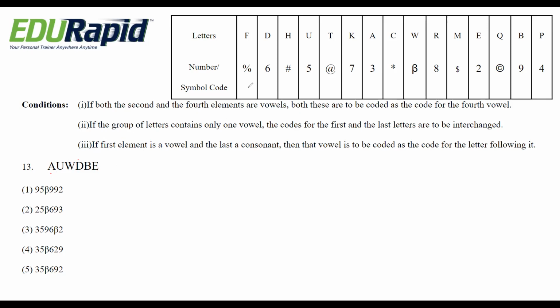Then you have to answer from the table, for whatever letters it is coded. For A, from the table, it is coded as 3. So options 3, 4 and 5 are possible. Let me check with the last one, E. For E, it is coded as 2. Options 3 and 5 are a possibility.